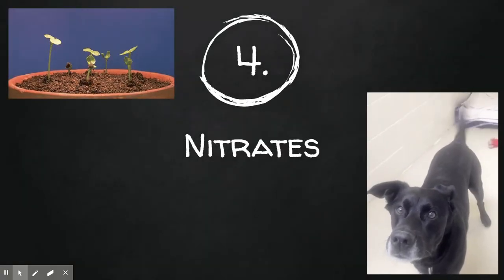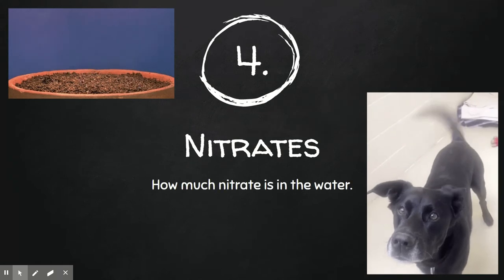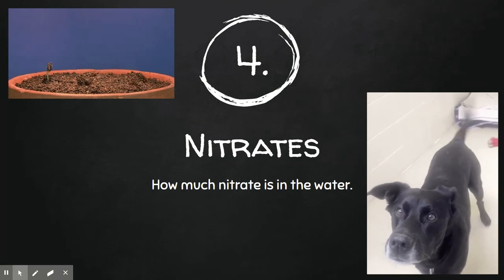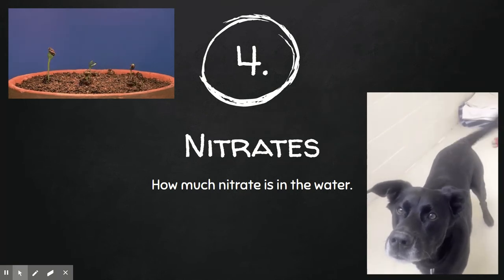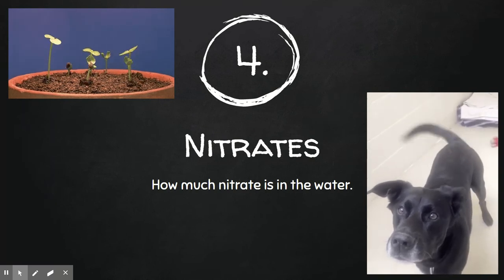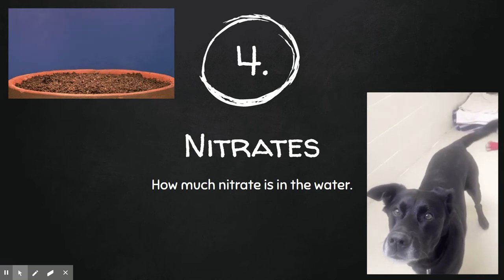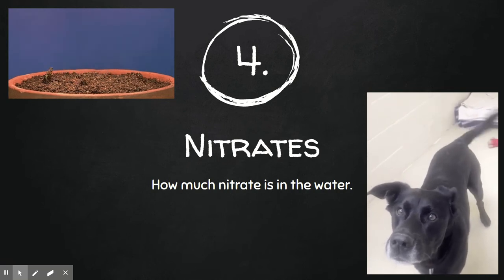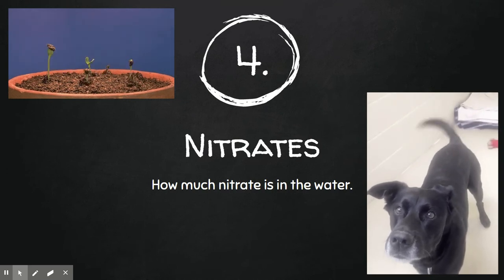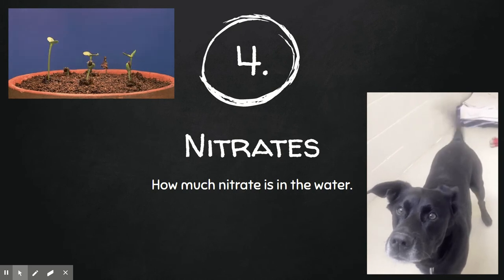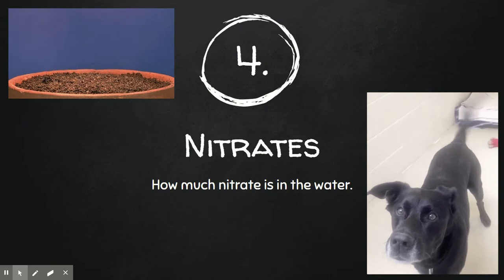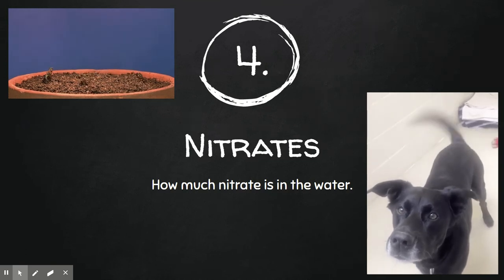Next is nitrates. Nitrates are a form of nitrogen that is a necessary nutrient for many living things. We measure nitrates in milligrams per liter, just like dissolved oxygen. In nature, organic matter, from dead leaves to animal poop, adds nitrates into the soil and therefore into the watershed. But humans can add nitrates to the watershed as well. Plants require nitrates to grow, which is why fertilizer is packed full of nitrates. But what happens when all those extra nitrates get flushed into a local waterway?